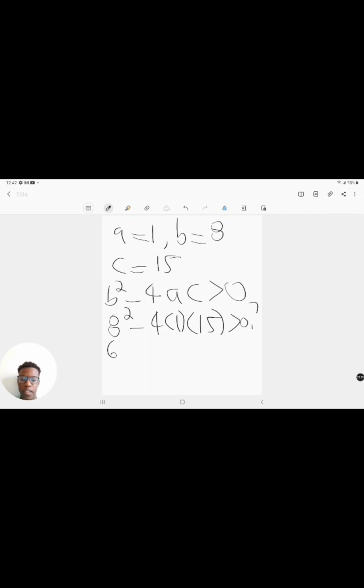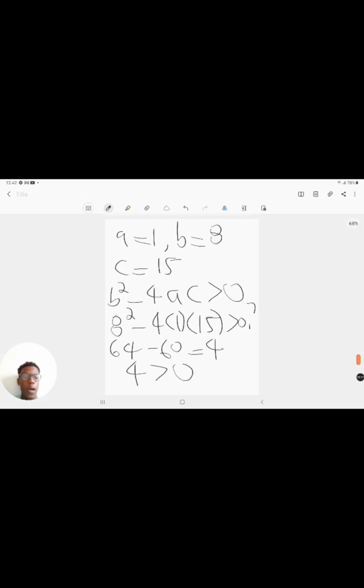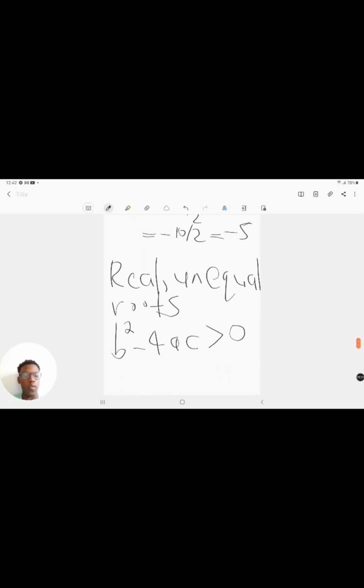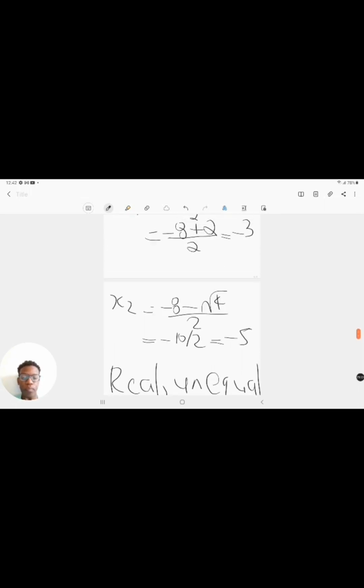Let's see. 8 squared is 64. 4 times 1 times 15 is 60. And this gives you 4. And it does, in fact, turn out that 4 is greater than 0. So it is greater than 0. So our roots are real and unequal. And we've just seen that from our example.